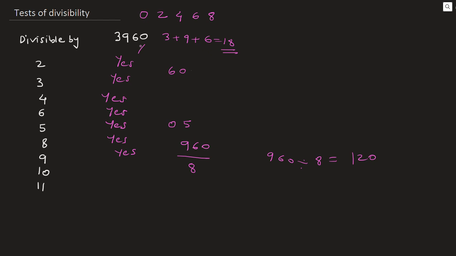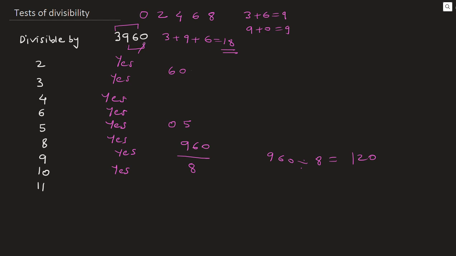Is it divisible by 10? If the digit in the units place is 0, then yes, it is divisible by 10. And then is it divisible by 11? So for 11, I have to form two sums of the digits in the alternate places. 3 plus 6 equals 9 and 9 plus 0 equals 9.